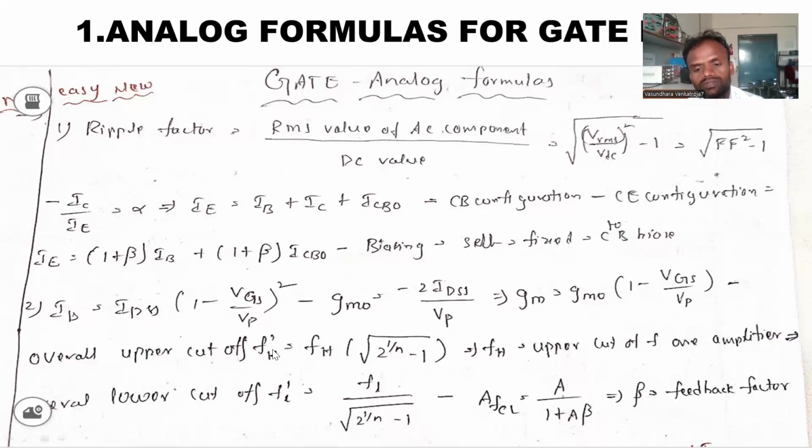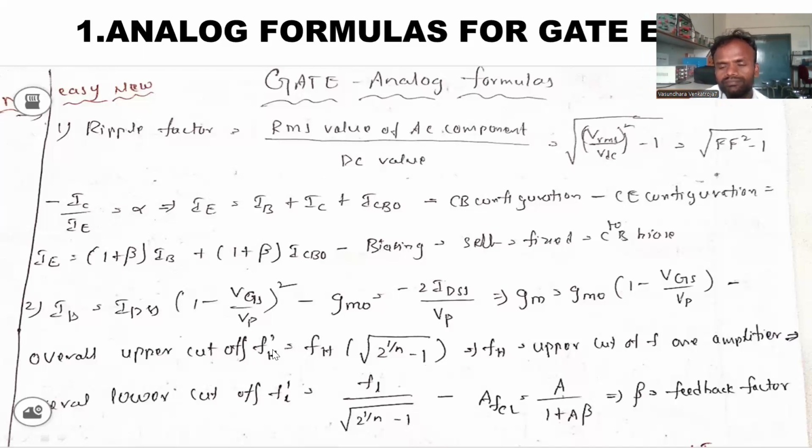Next, the gain of the closed loop system equals A by 1 plus A beta, where A is the open loop gain and beta is the feedback factor.